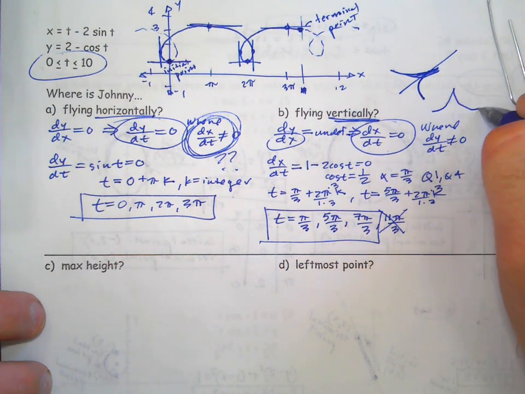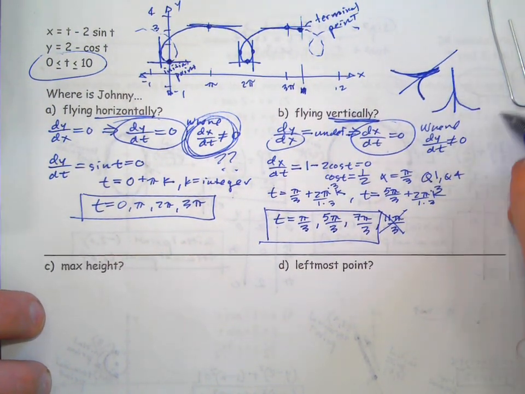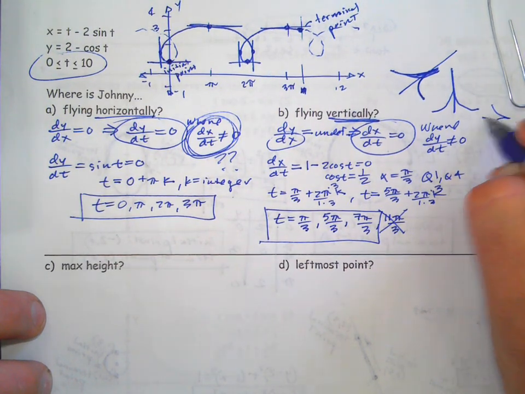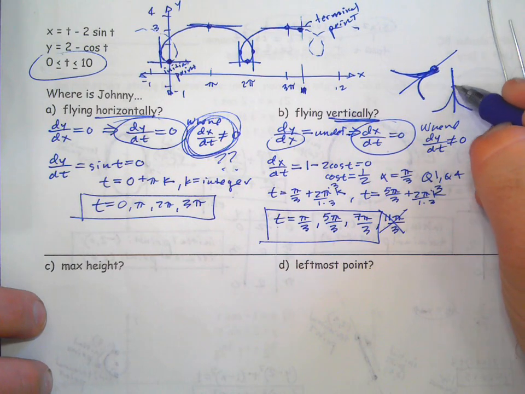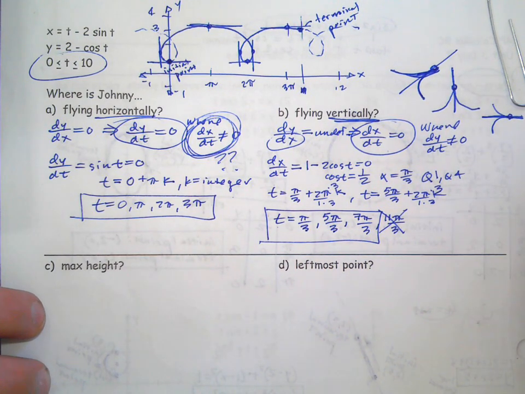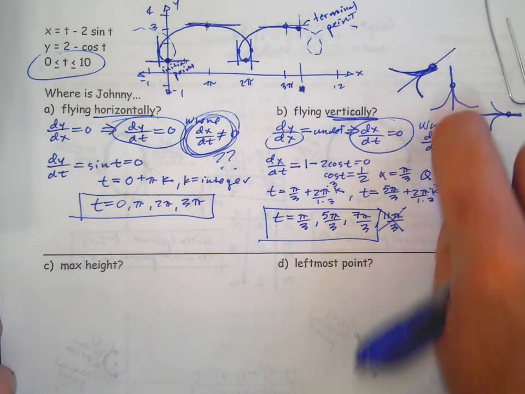Unless it was like this, then it would be. Or if it was completely sideways, it would be horizontal. But what happens at these cusps is that dy/dx doesn't exist, and usually dx/dt and dy/dt are both 0 at the same time, so you have to do a little extra L'Hopital's rule work to figure out what the actual slope is.